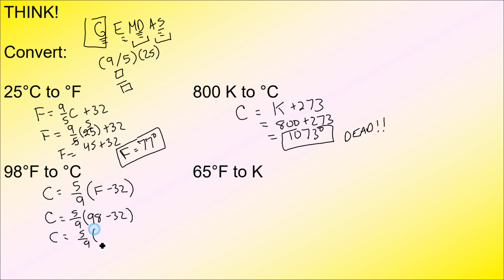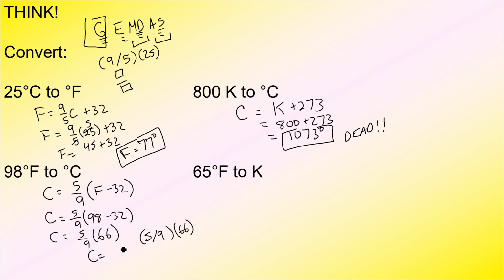And I copy down, subtract 32, and I get 66. And this does not cancel nicely, so I'm going to just type it all in my calculator. What I'm literally typing on my calculator is parentheses, 5, divide 9, parentheses, and then I'm typing 66, exactly like that, to get the answer. So if you needed to do it by steps, you could do 5 times 66, and then at the end, divide by 9.